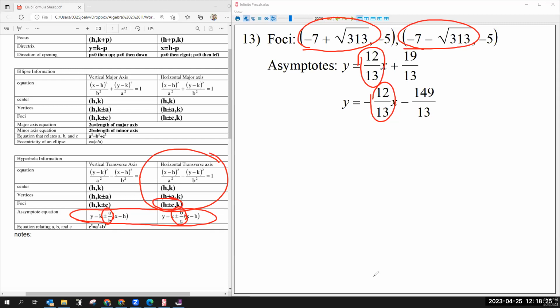So that means, is my slope A over B or B over A? It's got to be B over A. Again, kind of wrote on that a lot. But my slope, because we know it's horizontal, my slope is B over A. So 12 is the B, 13's the A. Are we okay with how we figured that out? All right. Now, can I look at the foci and figure out where the center is? Yes.